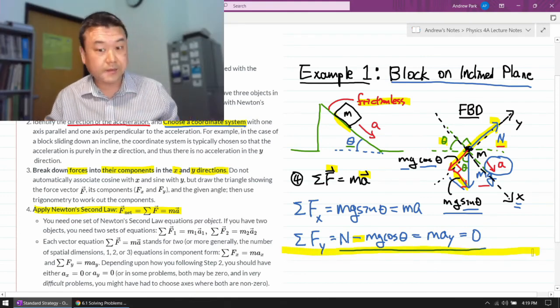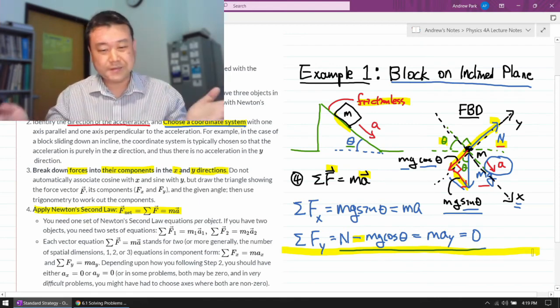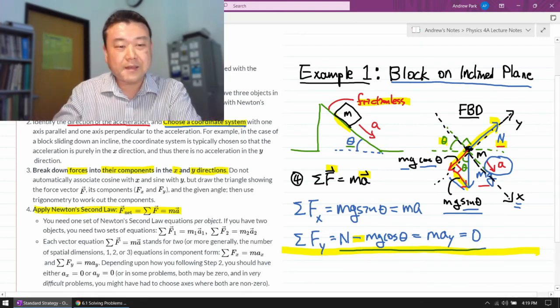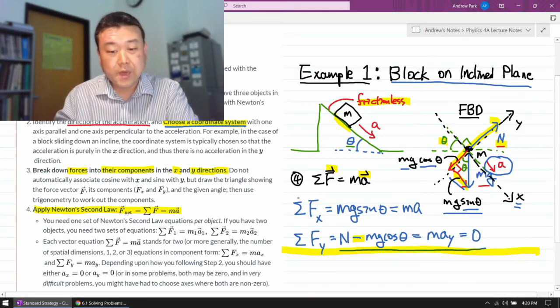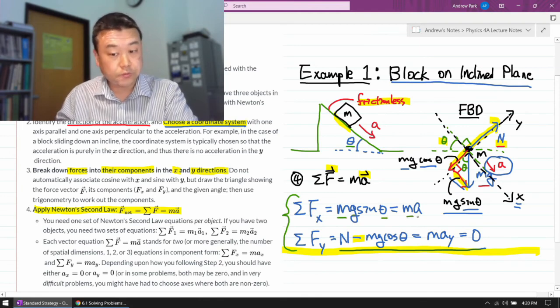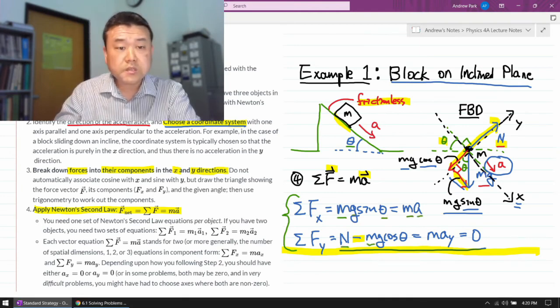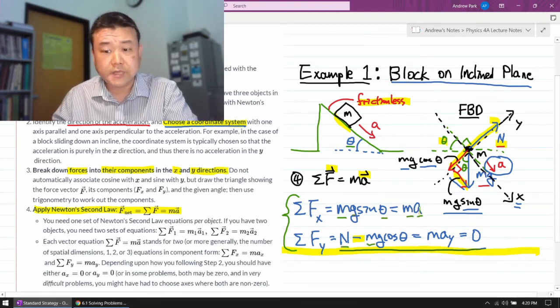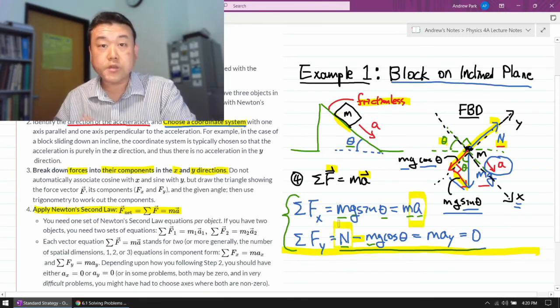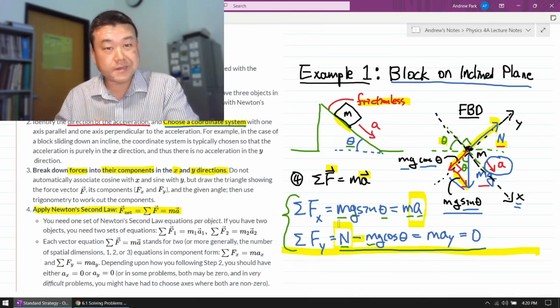Now, I will highlight that we haven't actually solved for anything. Where the strategy has landed us is a system of equations in terms of these quantities, which may be known, may not be known. So in a situation like this, it would be very typical for something like acceleration and normal force to be unknowns, and for the question to ask us, what is the acceleration? What is the normal force?